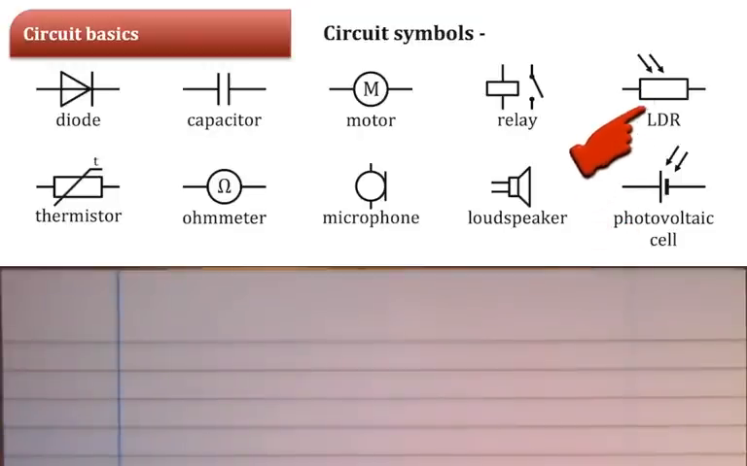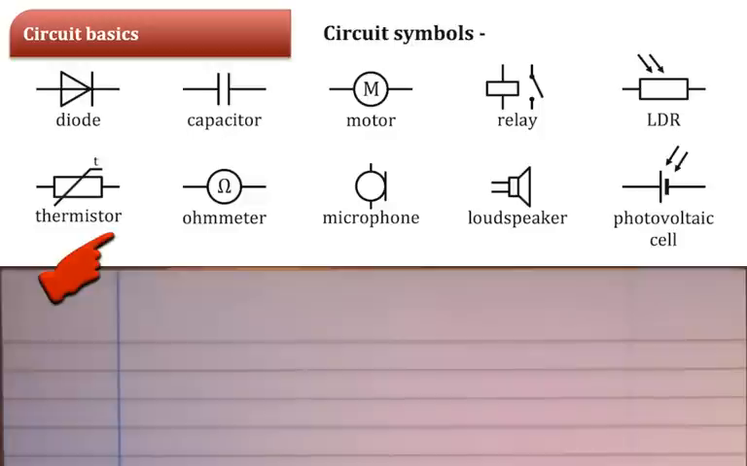As we said, with this one, when you shine light on it, its resistance decreases. We've spoken about the switching action, and we'll talk a little bit later about the relay. The thermistor, you heat that up and its resistance decreases. Right, so there we go. Now, as I said, for some of these questions you might want a piece of paper.